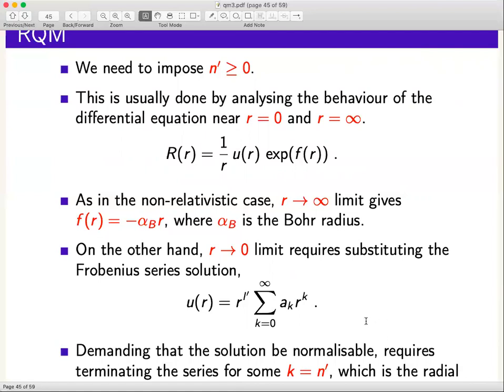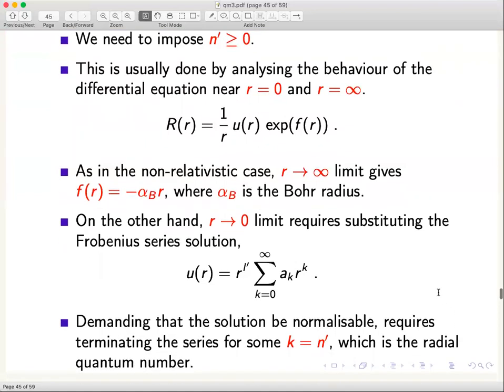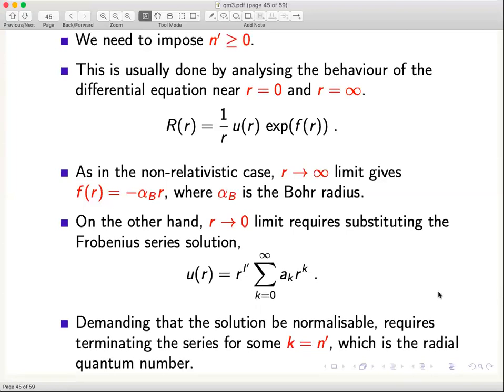Fine. So I'll just write, I'll correct this thing. I'll just say that alpha b is inverse Bohr radius. I think that is easier for me to correct than go down with other corrections with it. Okay. Thank you. Fine. So at r equals 0, we have to substitute a solution of this kind.